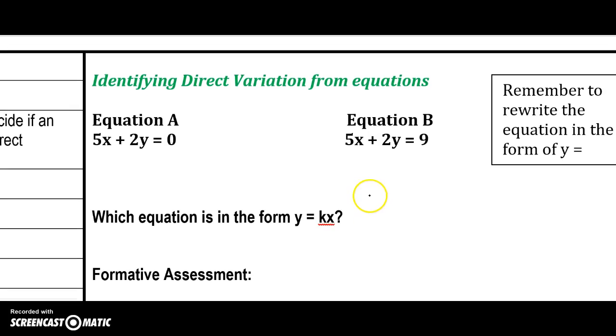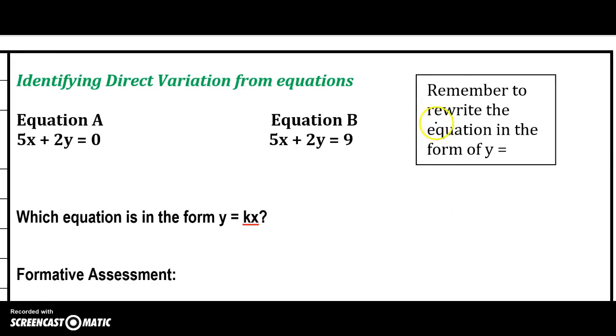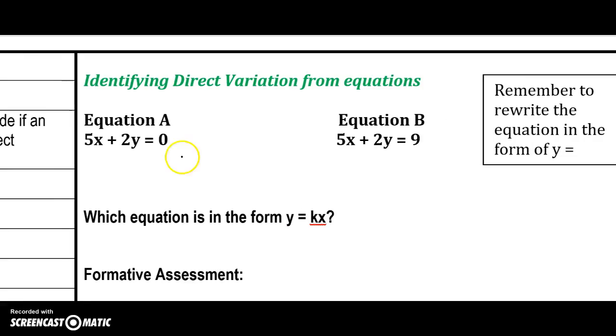Now, identifying direct variation from equations. Remember, rewrite the equation in the form of y equals. This is not in the form of y equals right here. It has 5x plus 2y equals 0. But look, I'm going to tell you a secret right now. You see the 0? The 0 tells me it's going to be direct variation. I'm just going to rewrite it.